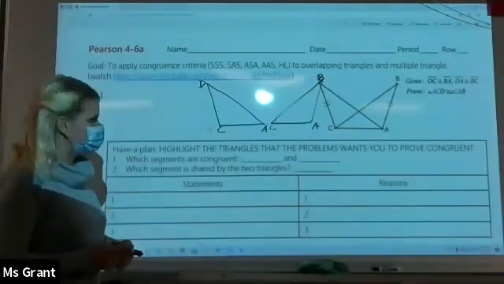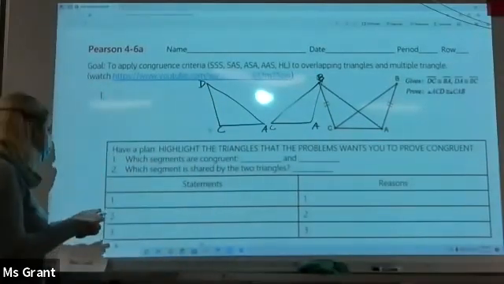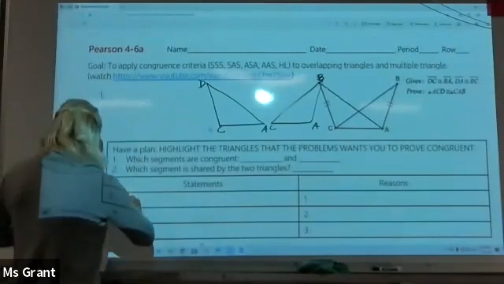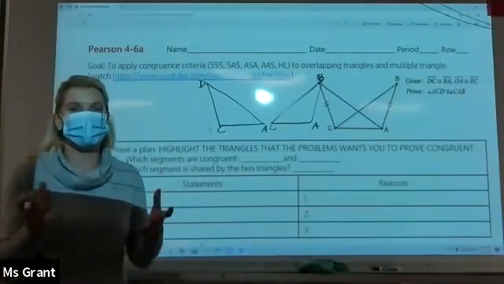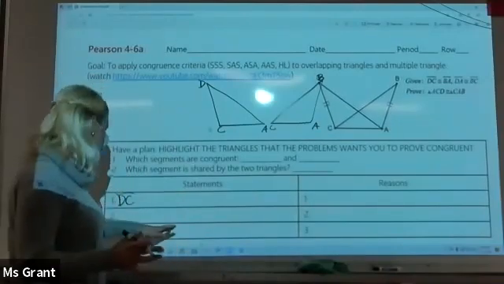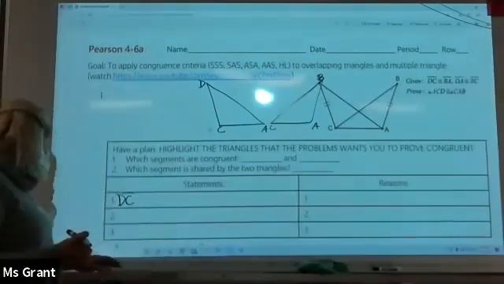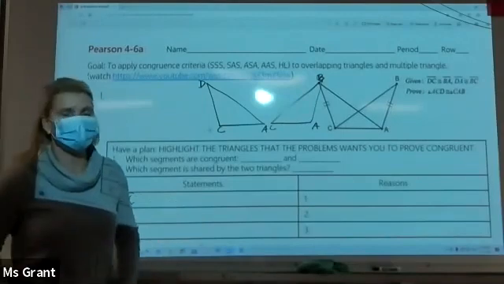So here's what I'm given. DC is congruent to BA. In this proof, because of the way it was written, they make us put both of the givens on one line because there's only 3 steps. So I'm going to put both givens on the same line.